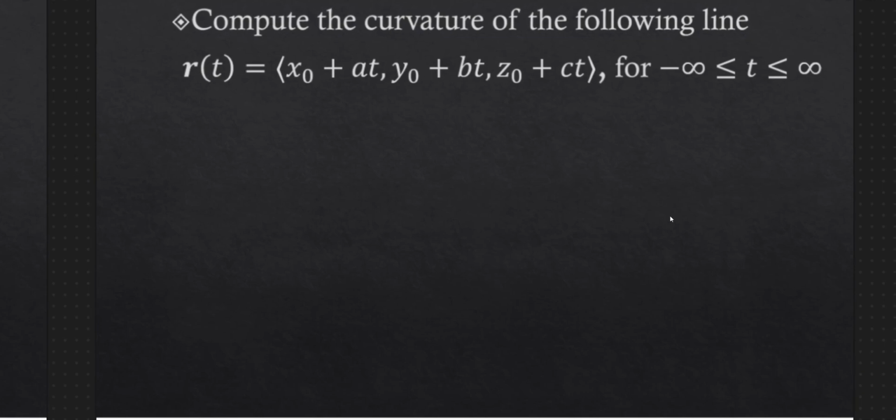In this one, we're going to compute the curvature of a line. Here is our standard line, with x naught, y naught, z naught as our fixed point on the line and our direction vector a, b, c. Before we do this, imagine what this line looks like: some line in space. What do you think the curvature is? How does the unit tangent vector change as we move along this line? That's what you should think about before even attempting to calculate this. Do you have a guess of what the curvature is?